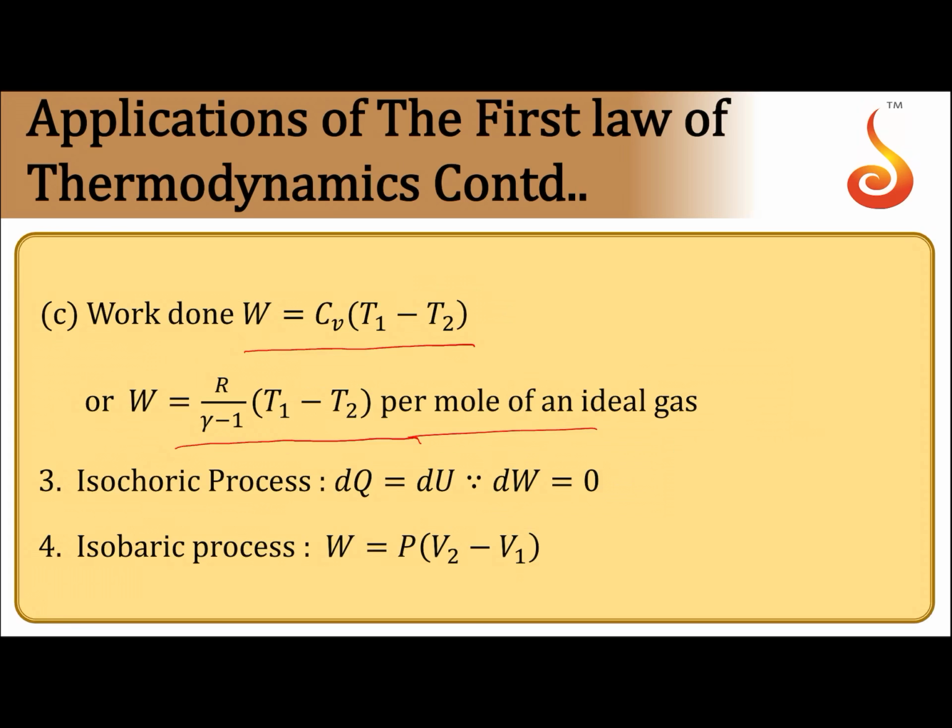Then for isochoric process, dQ is equal to dU, dW is equal to 0, no expansion is allowed. In isobaric process, work done is P into (V2 minus V1).